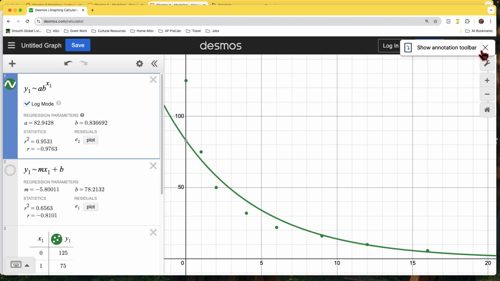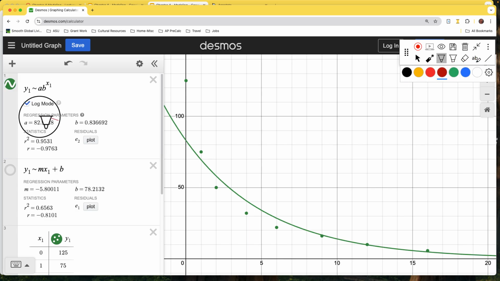Again, what we have here is we've got our value of A. That's going to go in this part of the equation. We've got our value for B, and that will go here. So when the homework is asking us for the exponential equation, we're going to give it the answer, y equals 82.943. That's rounded to 3 decimal places if the instructions say to round to 3 decimal places, right?